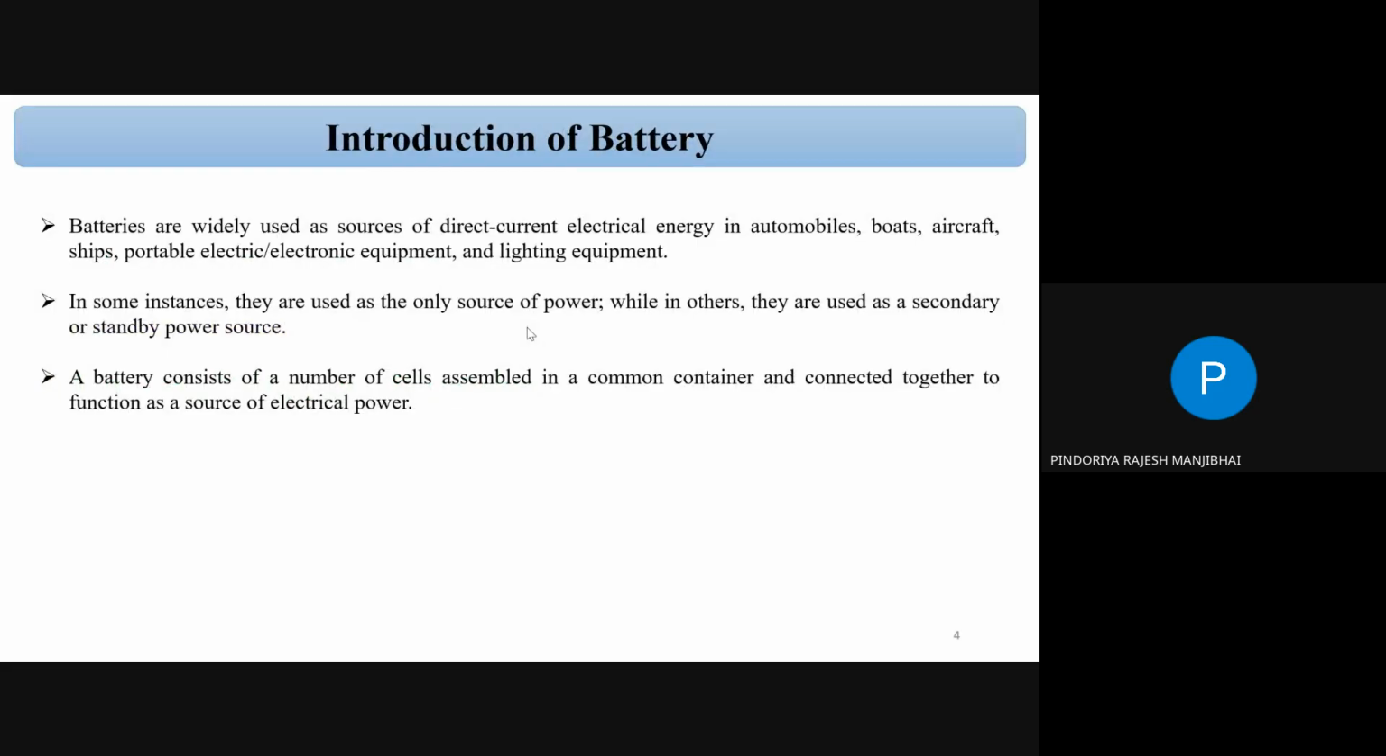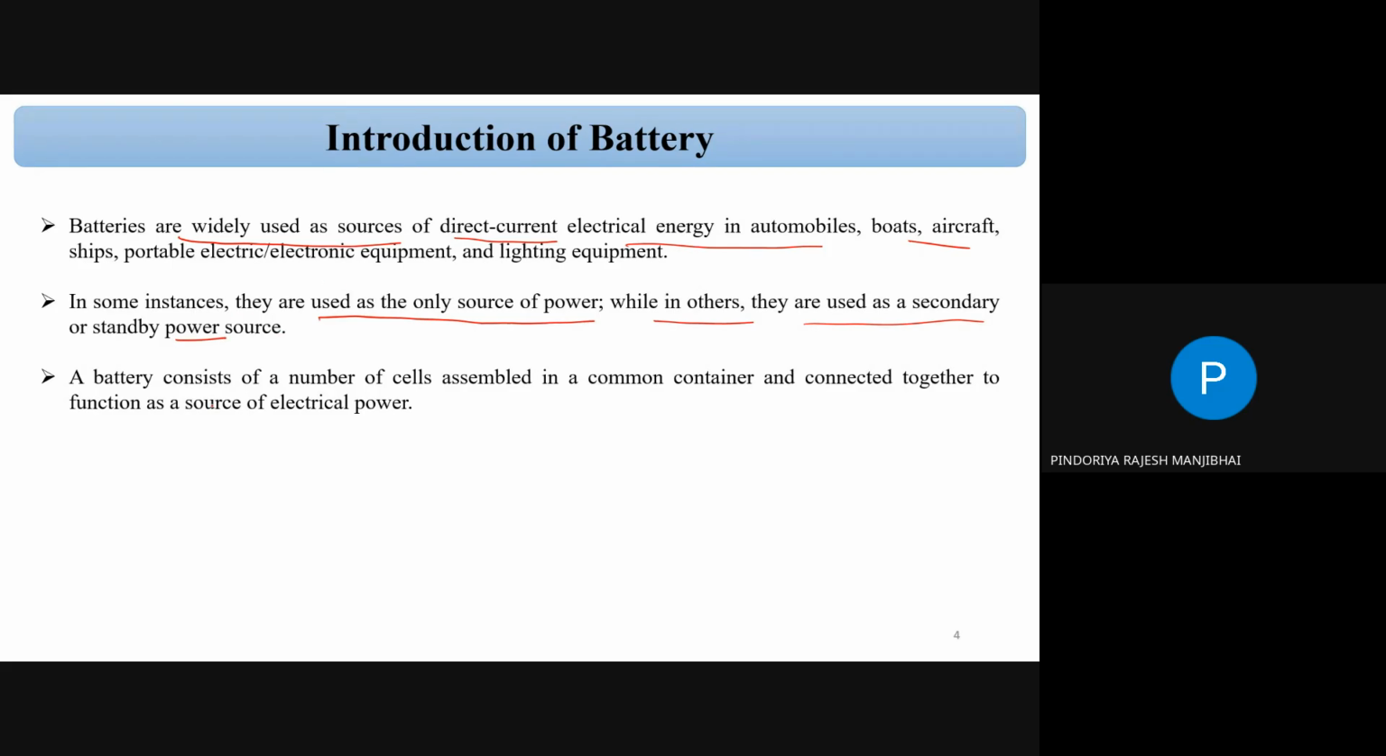Starting with the introduction of the battery: batteries are widely used as a source of direct current electric energy in automobiles, boats, aircraft, ships, and portable devices. Everywhere, 90% of devices use a battery, from the mobile to the laptop, even small gadgets. In some instances they are used as the only source of power, while in others they are used as a secondary or standby power source.